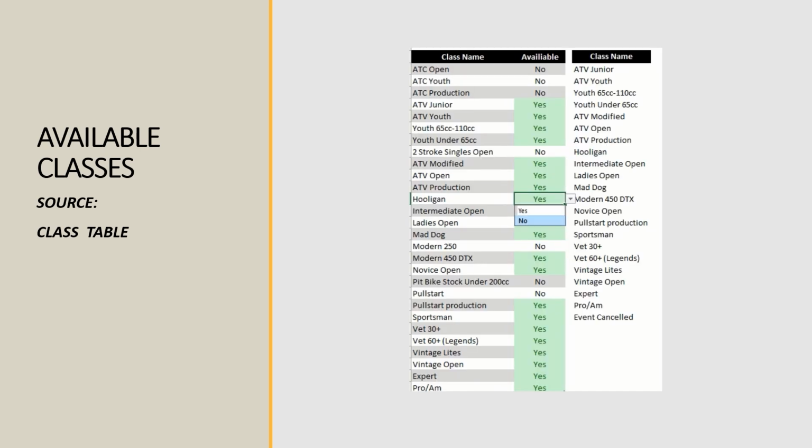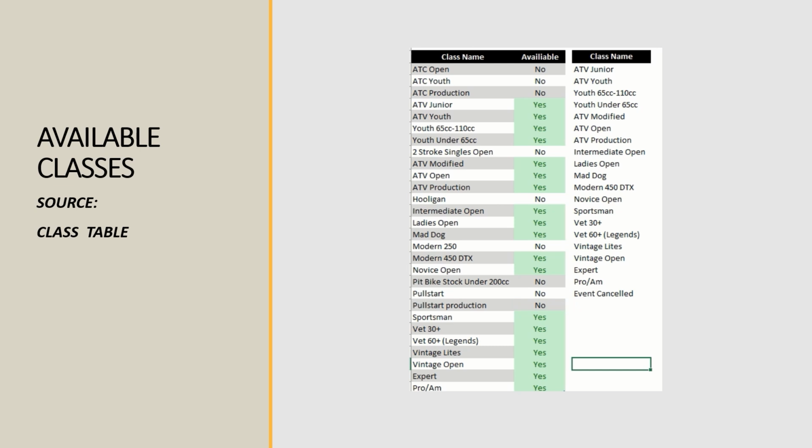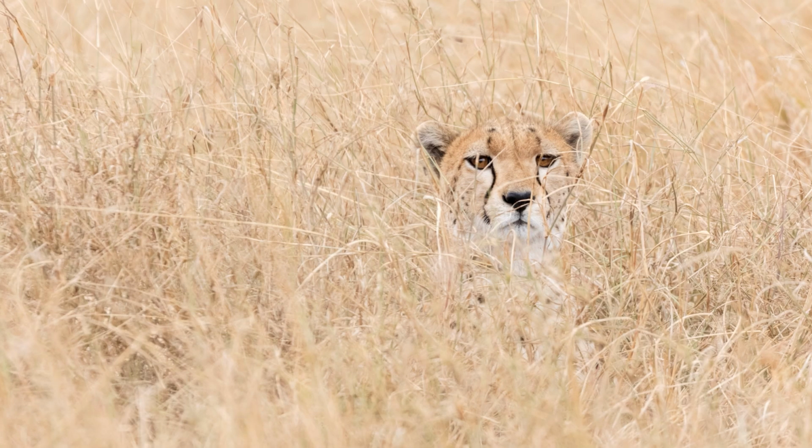To test, we need to remove the hooligan and pulse start events from the 2025 offerings. The list gets shorter. This approach keeps our class list up to date in a controlled fashion. Once these tables are built, we'll hide the tab to avoid accidental changes. This keeps things clean and professional.